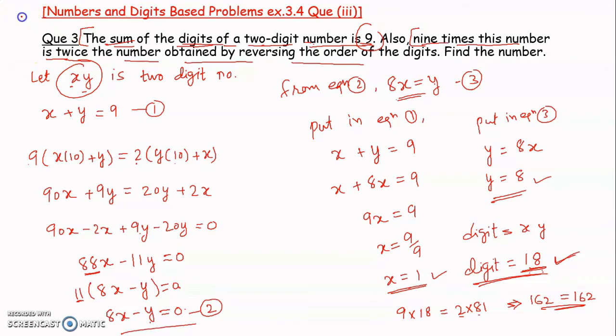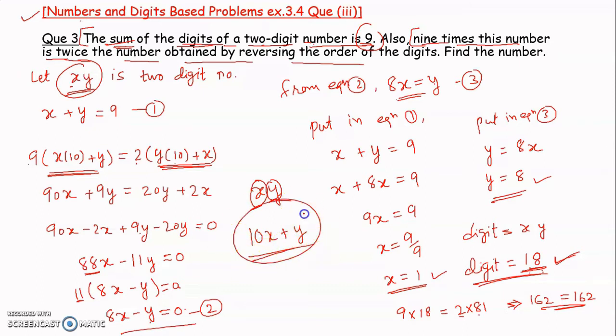So yeah, whenever you get this type of problem, digit based problem or number based problem, keep in mind our assumptions will be x, y, and don't forget to take this. Our digit will be, if you take x, y as the x is the first digit and y is the second digit, means y is the unit digit and x is the tens digit, then we can represent this as 10x plus y. This is a very important assumption, keep in mind. Okay, let's move to the next question.